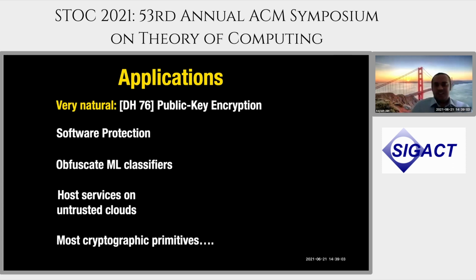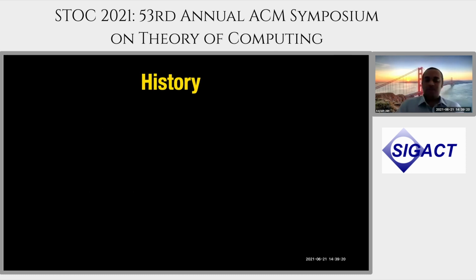And today, the notion of obfuscation that we consider, which is called indistinguishability obfuscation, which is the subject of my talk, is known to imply most of the cryptographic primitives that exist out there today. So it's a really versatile tool. So once we have seen applications, let's now dive into the history of this problem.